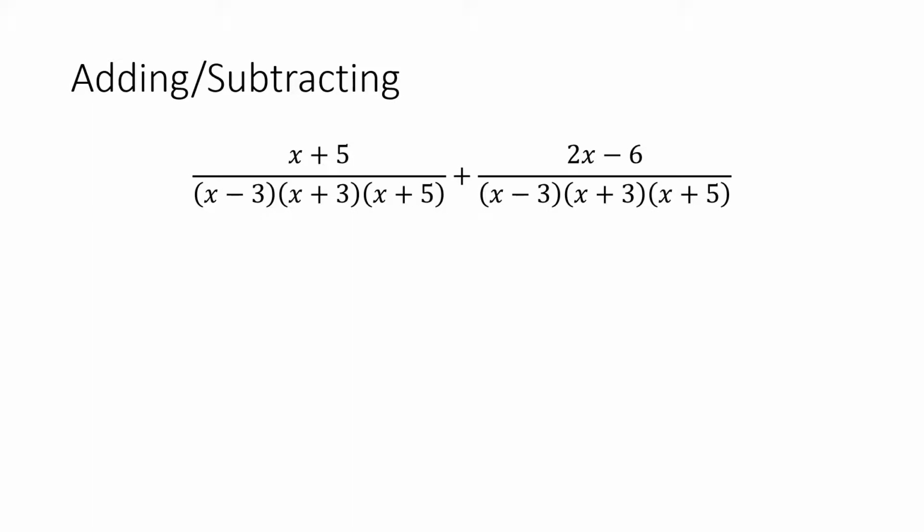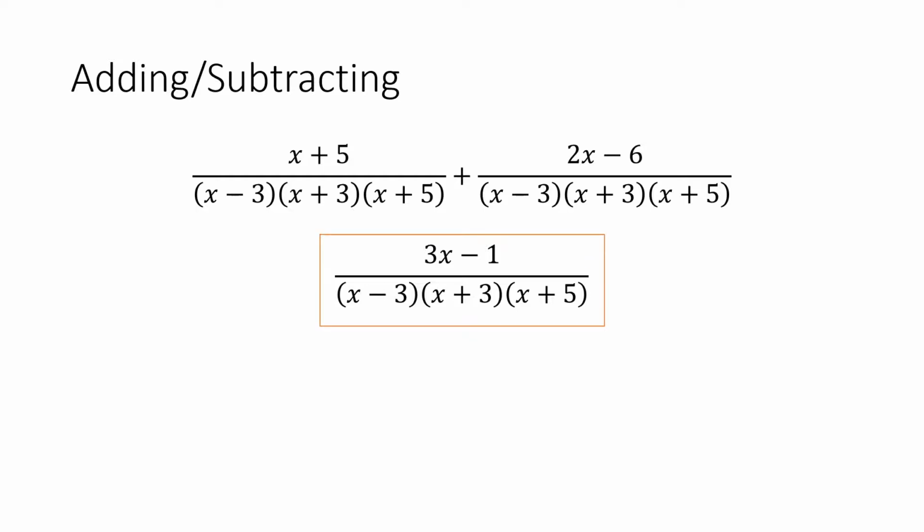Now again, this is addition, so fairly straightforward. X plus 2x is 3x. 5 minus 6 is negative 1, so the top becomes 3x minus 1. There's no other factorizations I can do there, and so this problem is done.